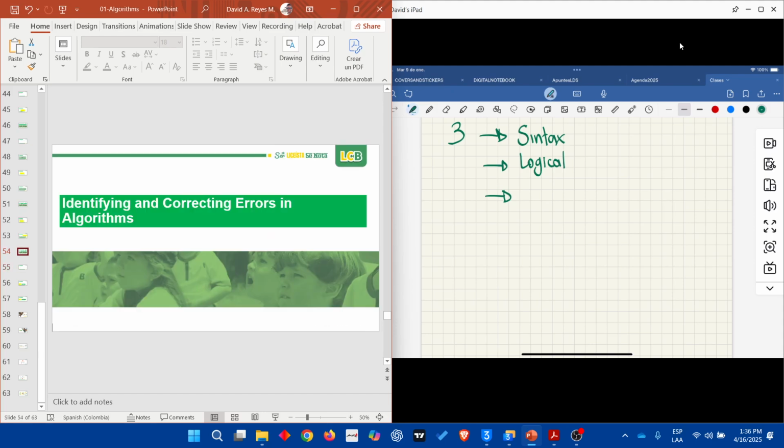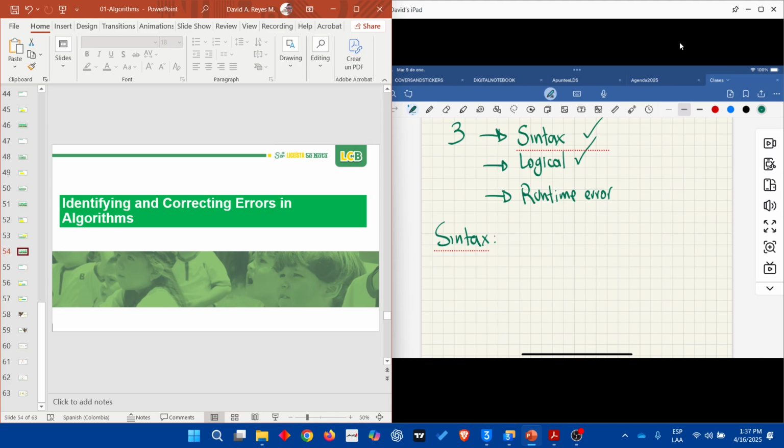Runtime error. That means, let's suppose you don't have any syntax error and you don't have any logical error, but you start running the software and the software crashes. That is a runtime error. Okay. So let's see every single kind of error here. Syntax.